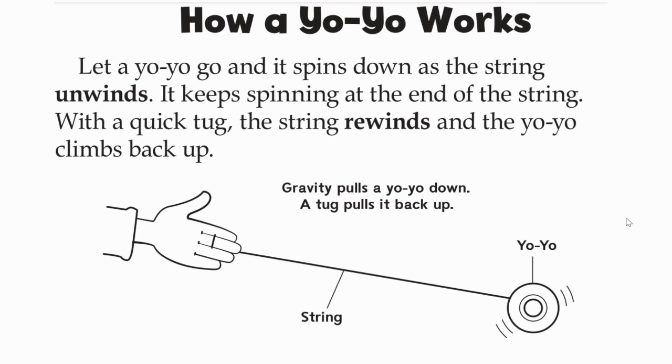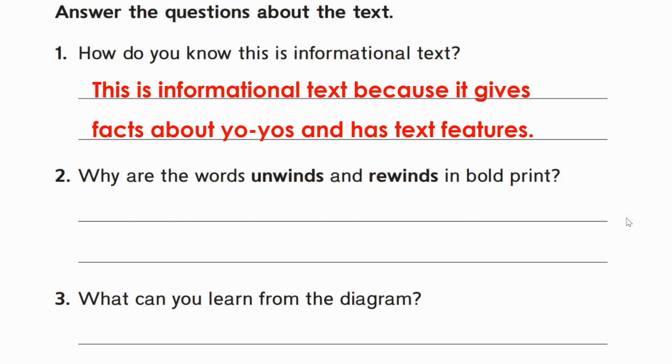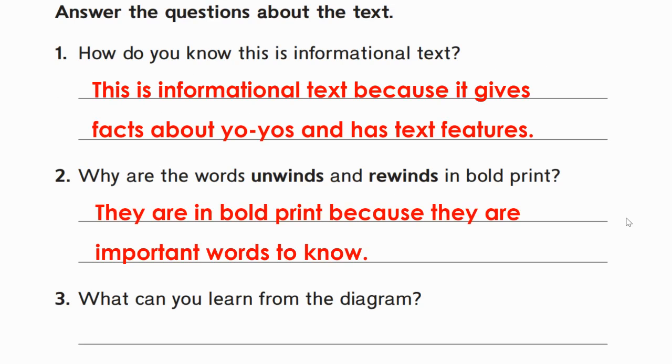Words are usually bolded if they are important words in the story, words that the reader should know in order to understand what the author is telling us. So in order to know how a yo-yo works, we have to know what unwind and rewind means. They are important words. So I wrote for number 2, they are in bold print because they are important words to know. Go ahead and pause and press play when you're ready to move on.